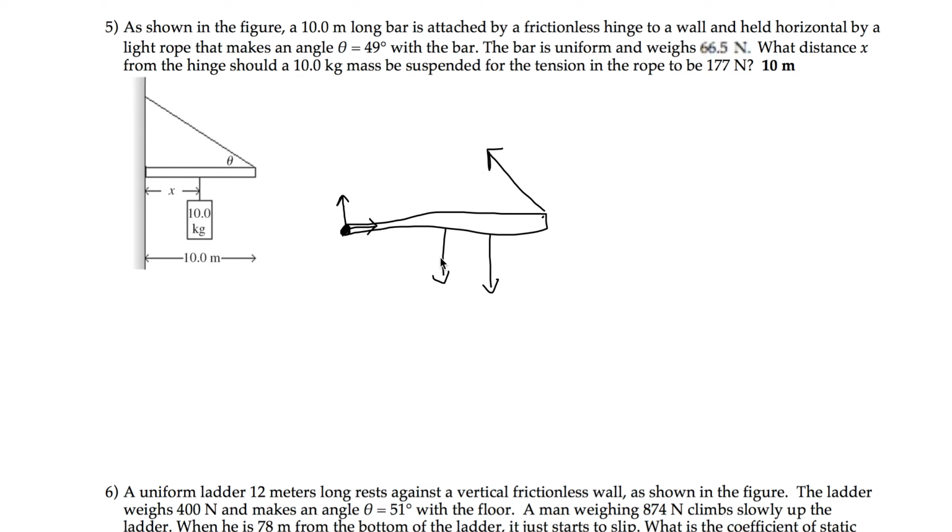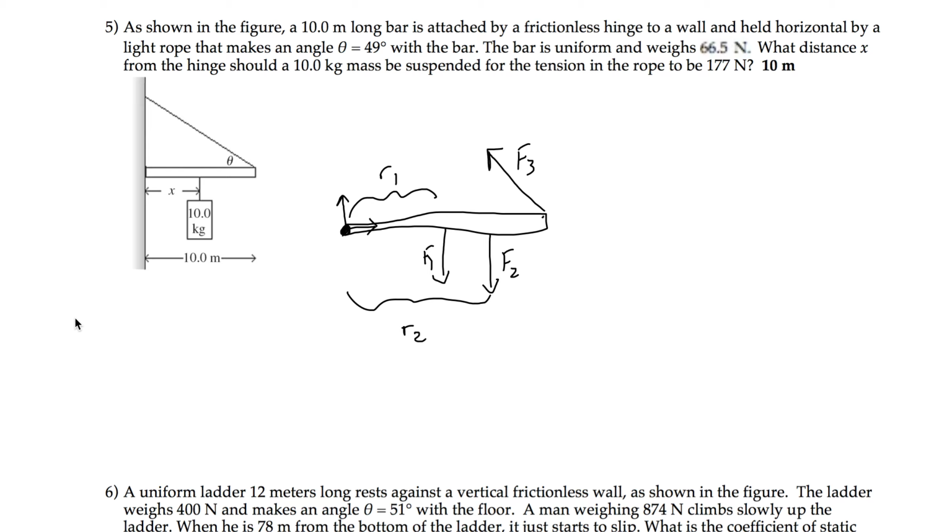So we go ahead and label our forces. We're going to have F1, F2, and F3, and our distances as well. R1, R2, and R3, which is the whole bar here.